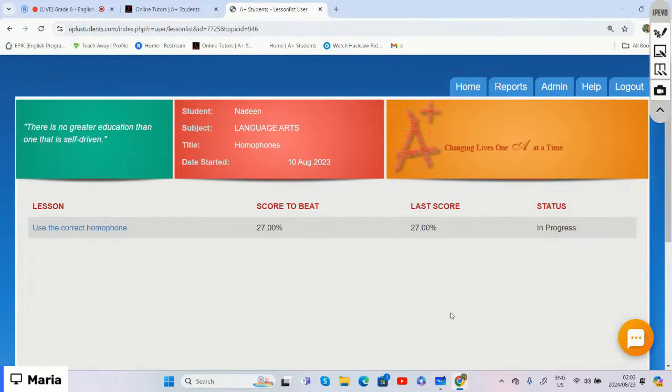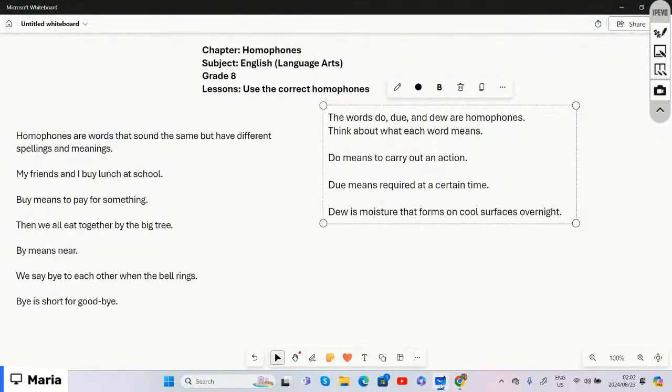All right, so our chapter is homophones. Our subject is English Language Arts, grade 8. And the lesson we are going to be focusing on under the chapter of homophones is to use the correct homophones.